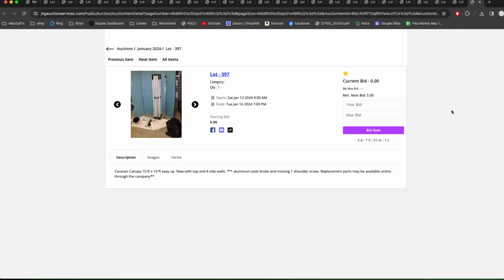And then here's a caravan canopy. It's a pretty good brand. It's got four sides on it, and it's ready to go. Oh, I just noticed that this aluminum pole is broken, so I may not be bidding. I think I'm going to take this off right now. It says replacement parts may be available online, so I'm not really sure if I want to go with that. So the aluminum pole is broken. I'm trying to figure out what the aluminum pole is for. Well, I'll look and see if I can get the parts for it. Might be worth it then.